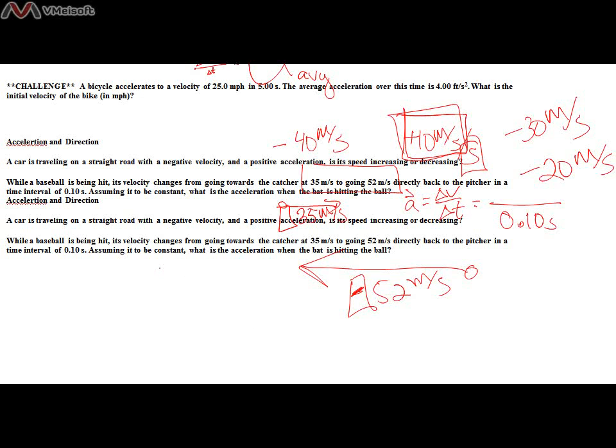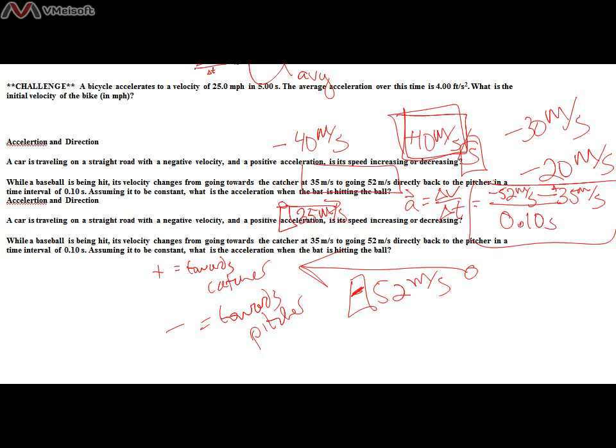So again, let's define what the direction is. Plus equals towards catcher, minus equals towards pitcher, okay? Make sure that you include that, okay? So I get minus 52 meters per second minus plus 35 meters per second, and whatever that comes out to. And again, keep a foot in conceptual land. Think about it: the acceleration should be towards the pitcher. It should be negative. Okay, hope that helps.